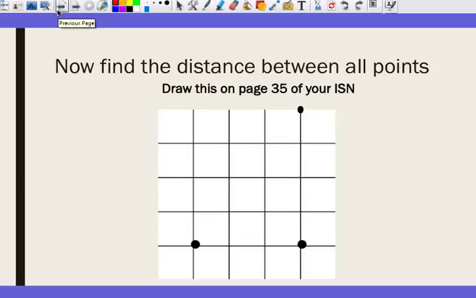Now, in order to find that, I'm going to start with this example. Don't write any of this down. I just want you paying attention right now. Let's find the distance between this point and this point. And you guys should say, oh, easy. It's 1, 2, 3. 3 units. Do you agree with me? Let's find the distance between this one. 1, 2, 3, 4. 4 units. Do you agree with me there? Let's find the distance between this one.